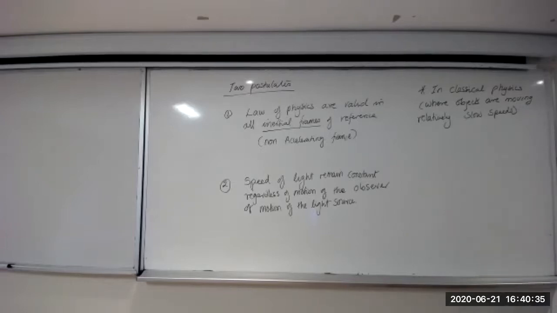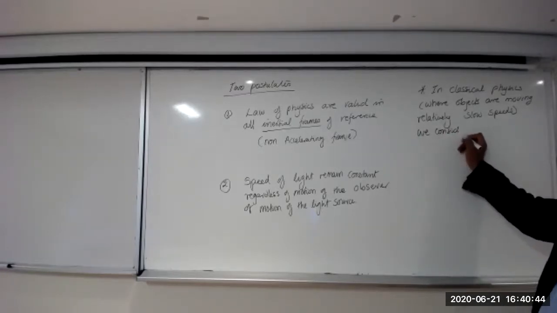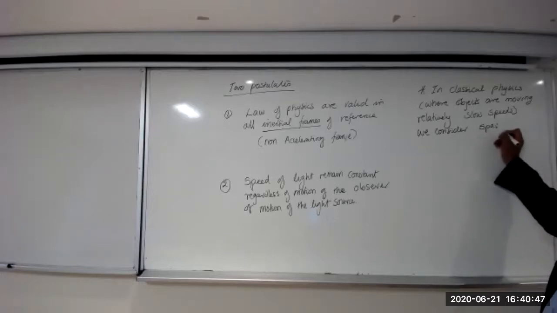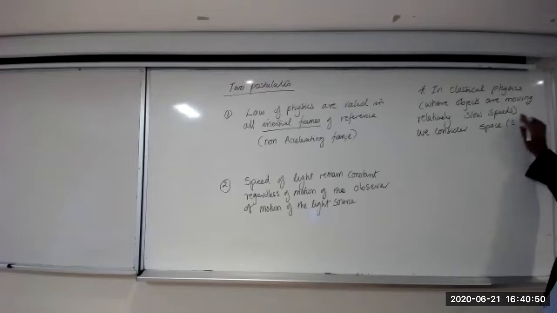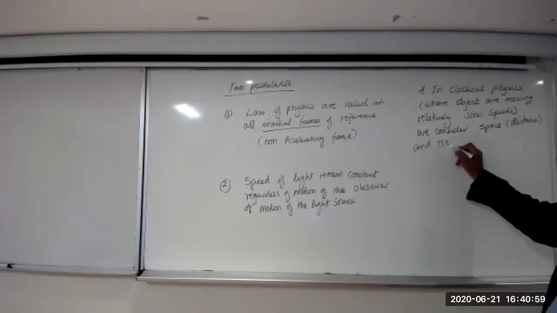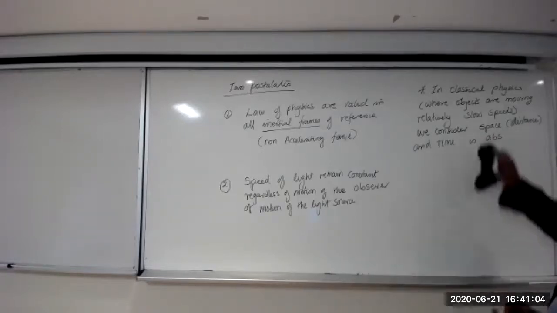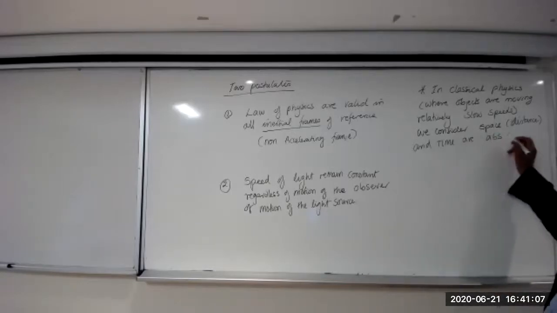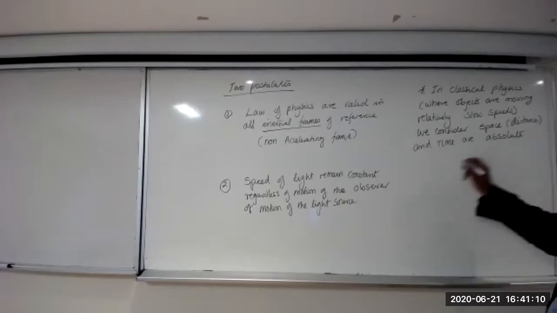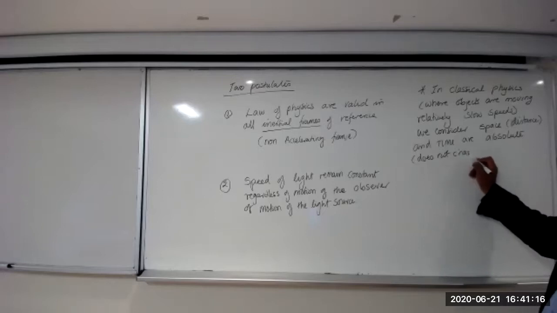In classical physics, where objects are moving at relatively slow speeds, we consider space, that means distance, and time is absolute, that means not changing. Does not change. However, the speed is relative.